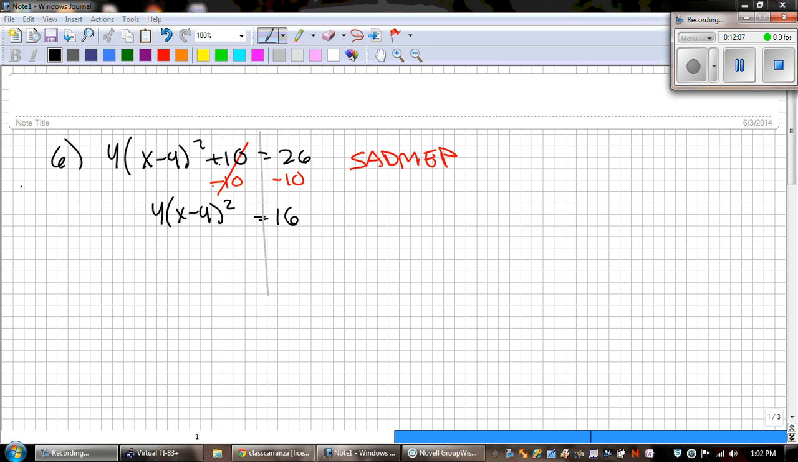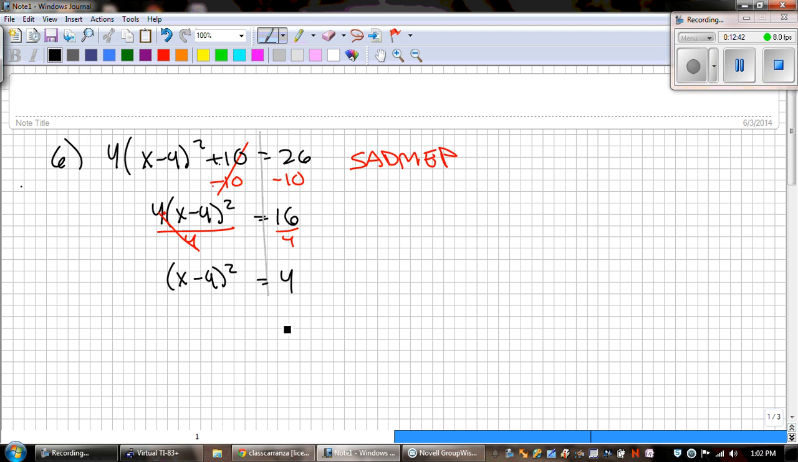So we're not done yet because there's still a lot of stuff to do. Well, what do we do next? I'm not going to distribute that 4 and we're solving. Okay, that's multiplication. To get rid of multiplication, I divide. And I'm going to divide both sides by 4. So then we get (x minus 4) squared equals 16 divided by 4, which is 4.